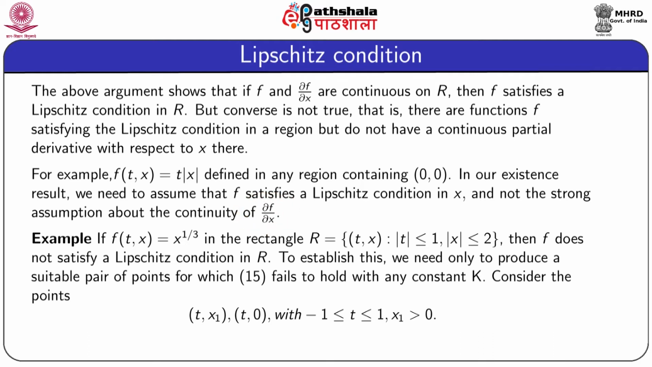In the second example, we take f equal to x^(1/3) in the rectangle R of the form (t, x), where |t| ≤ 1 and |x| ≤ 2. Then f does not satisfy a Lipschitz condition in R. To establish this, we need only to produce a suitable pair of points for which 15 fails to hold for any constant K. Let us consider the points (t, x1) and (t, 0) with −1 ≤ t ≤ 1 and x1 greater than 0.